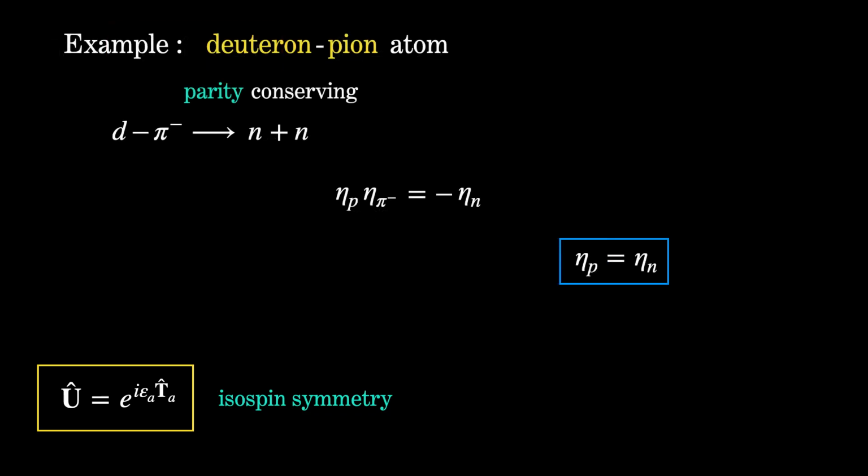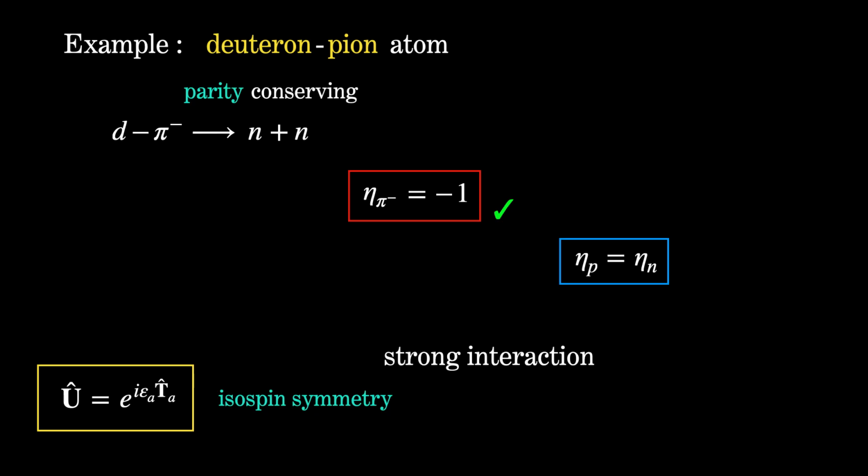We can apply this relation on the Deuteron-Pion atom decay, which means the nucleon parities cancel. This gives the intrinsic parity of the pion. However, it must be noted that the isospin symmetry on which this result depends is only an approximate symmetry in the strong interaction. There's actually a way for us to derive results like that in the blue box using exact symmetries.